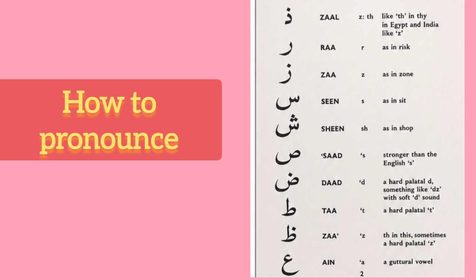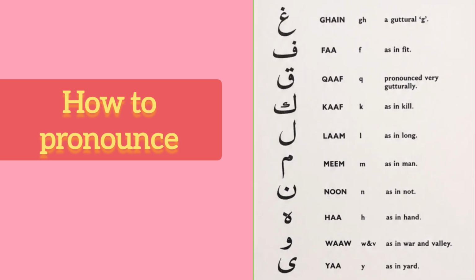Then there's another letter like za which we say like tha in this, or sometimes a hard za. Ayn is a sound that comes from the throat like a deep ah. Ghain, this sound comes from the throat, a deep sound. Fa, F like fa in fit. Qaf, Qa, a strong sound from the back of the throat.